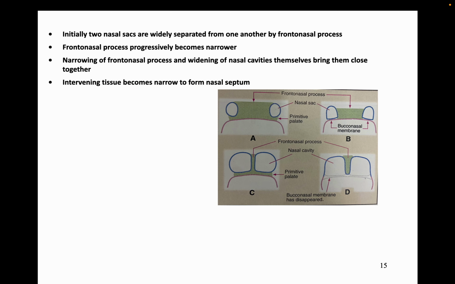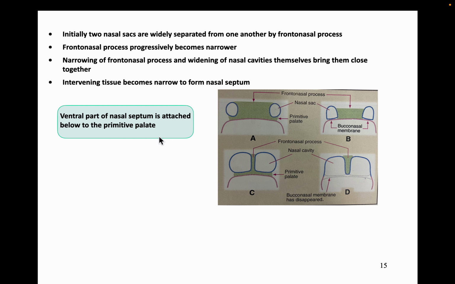Initially the two nasal sacs are widely separated from one another by the frontonasal process. The frontonasal process progressively becomes narrow. Narrowing of the frontonasal process and widening of the nasal cavities themselves bring them close together, and the intervening tissue becomes narrow to form the nasal septum.